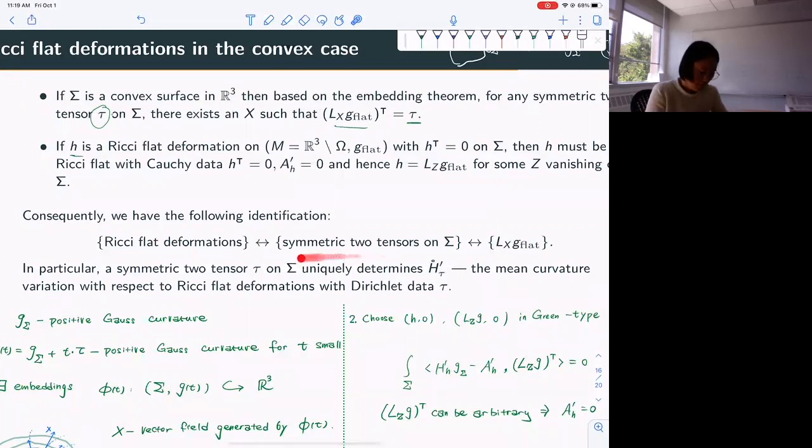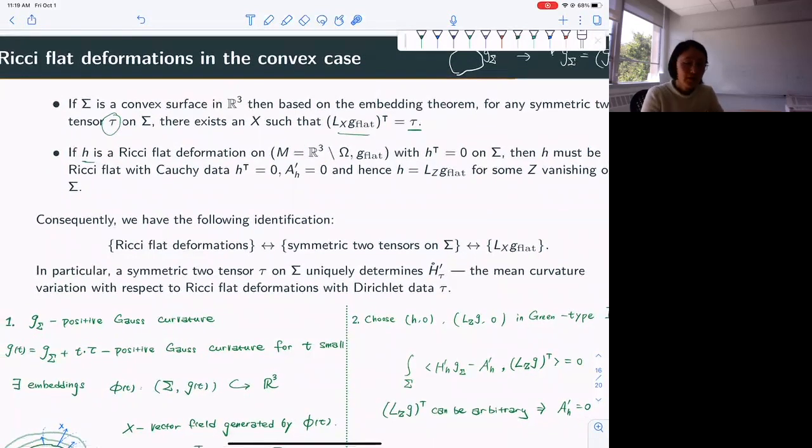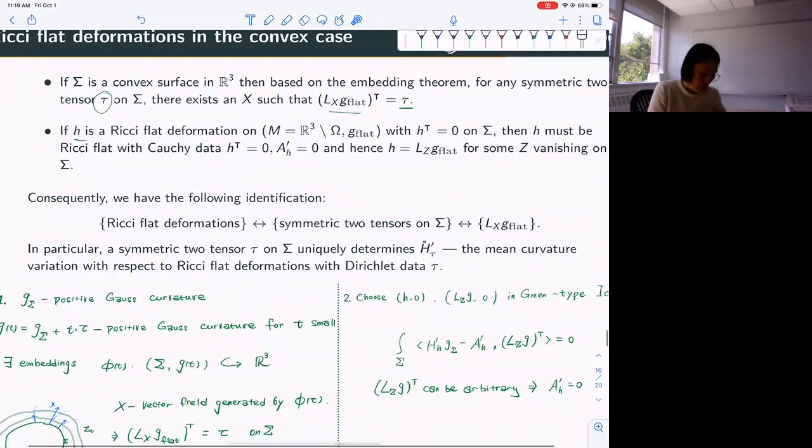Okay, therefore there is a one-to-one correspondence between those sets. This is a very important observation for convex surfaces. In particular, given a symmetric two-tensor tau on sigma, we can define this value, H prime tau. This is the mean curvature variation with respect to the Ricci flat deformation with Dirichlet data tau.